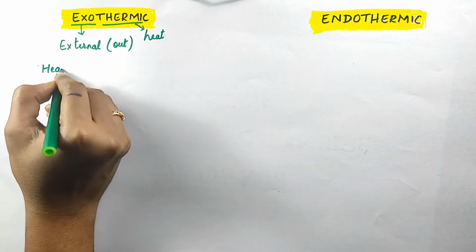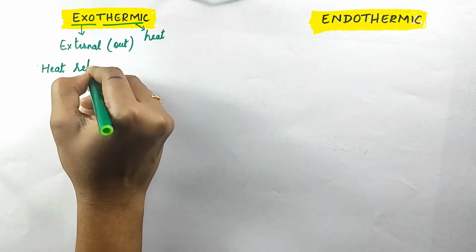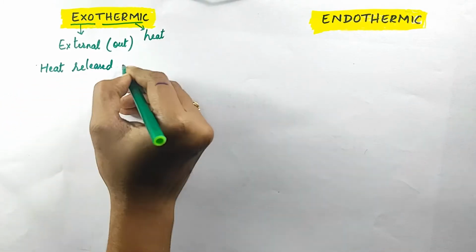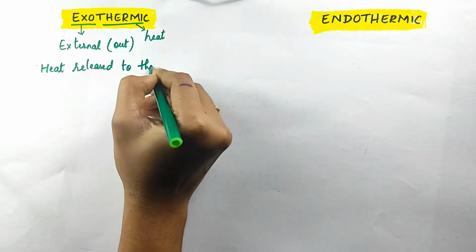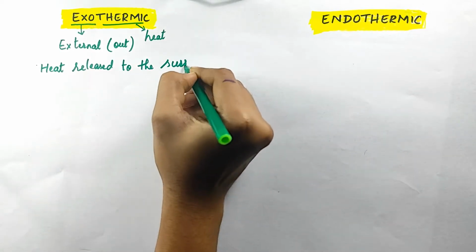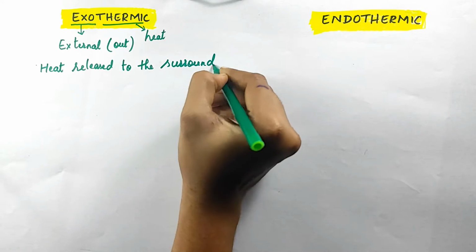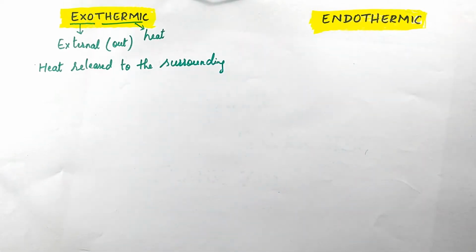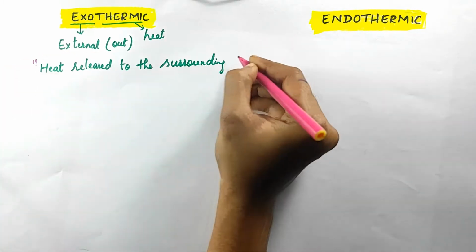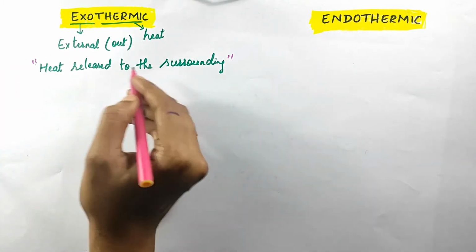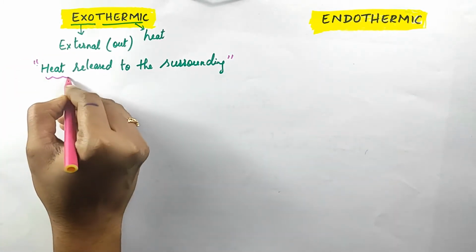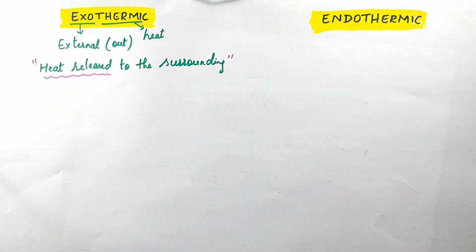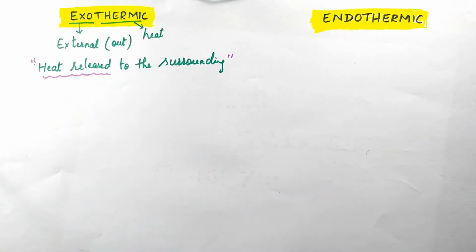Heat released to the surrounding is called exothermic reaction. Heat is releasing. So external, out.